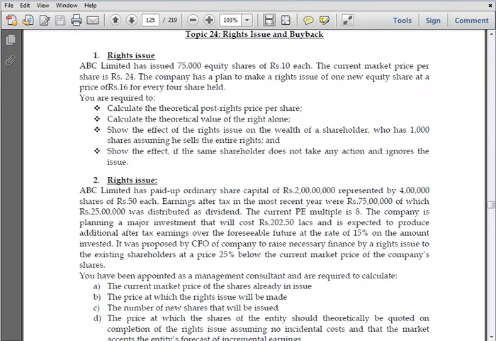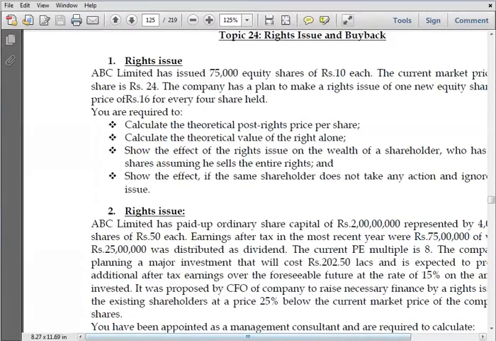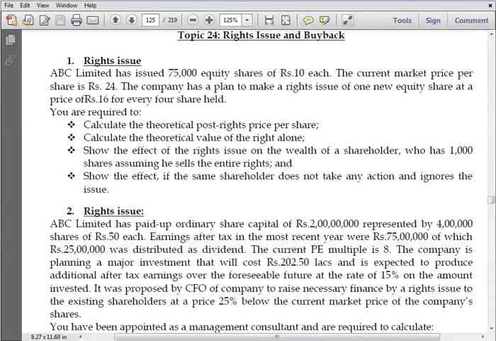Okay, let's start with this. ABC Limited has issued 75,000 equity shares of ₹10 each. The current market price per share is ₹24. The company has a plan to make a rights issue of one new equity share at a price of ₹16 for every 4 shares held. Required: theoretical post rights price, theoretical value of the right, effect of the rights issue, and the effect if the same shareholder does not take any action and ignores the issue.